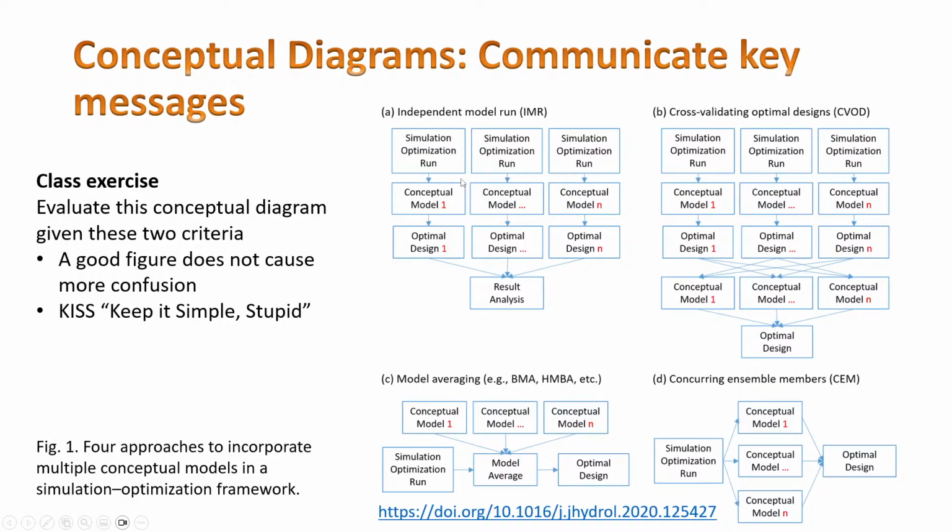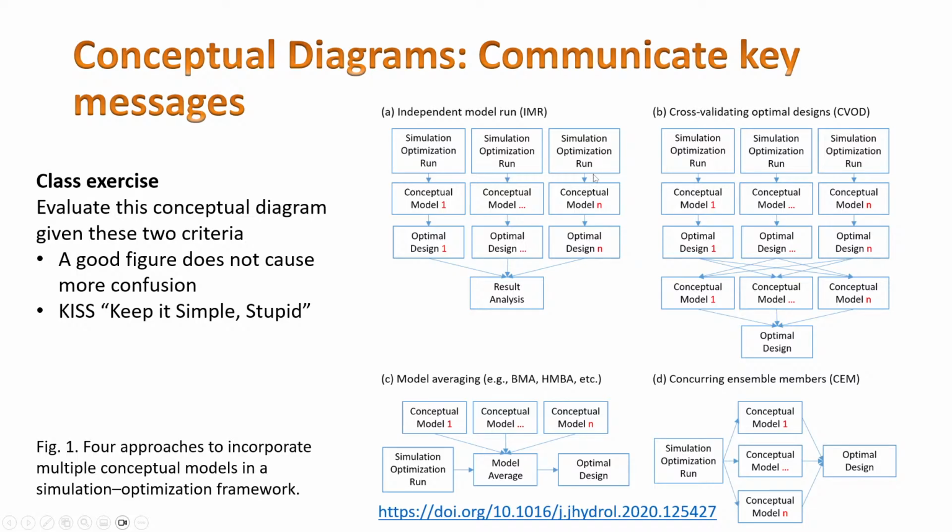The first way is that you run your optimization on model number 1 and you get optimal design 1. You run your optimization on model number n and you get optimal design n, and likewise for model 2, model 3, until model n. Then you analyze the results. When I run it on this model, I got that; when I run it on that model, I got that. That's one way to do it, the independent model run. The other is cross-validating the optimal design.